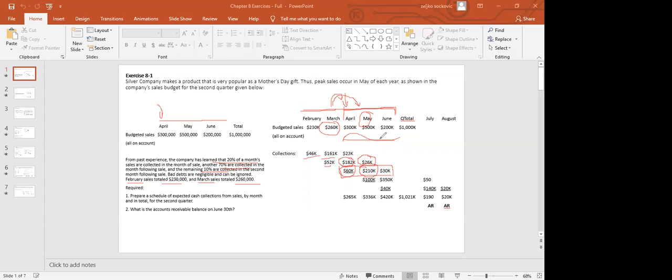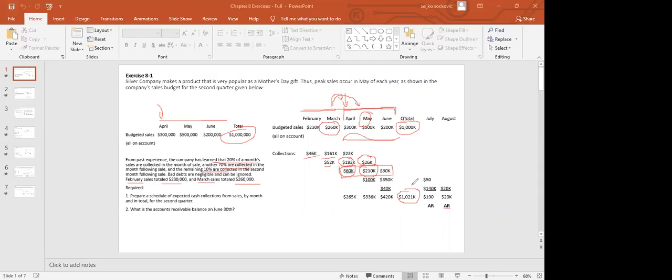Right? What will be your collections for May? Or, okay, in this case, what would be your total collections for the whole quarter? So the answer would be this here. So clearly it's different. You see, 1,021,000 is different from the 1 million here that are sales. Really different from this 1 million quarter total.